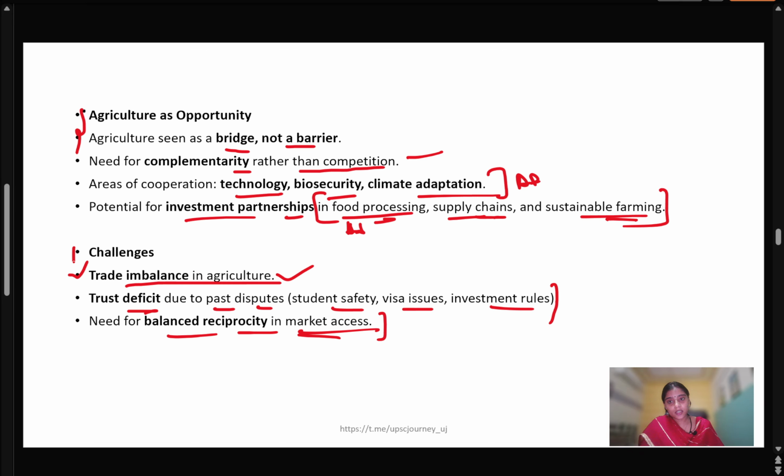Again, in this partnership we are going to have some challenges like imbalance in agriculture and trade deficit, because we have a trust deficit. And again, there is a need to have access to the market for both countries in an equal share.